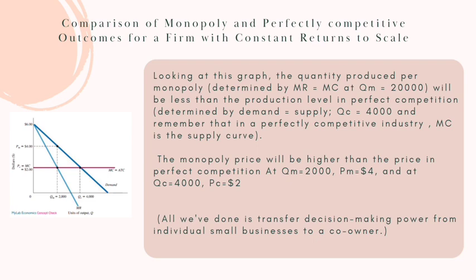Looking at the graph, the quantity produced by the monopoly, determined by MR equals MC, at QM equals 2,000, will be less than the production level in perfect competition, determined by demand equals supply, QC equals 4,000. Remember that in a perfectly competitive industry, MC is the supply curve. The monopoly price will be higher than the price in perfect competition: at QM equals 2,000, PM equals $4, and at QC equals 4,000, PC equals $2. All we did is transfer decision-making power from individual small businesses to a single owner.